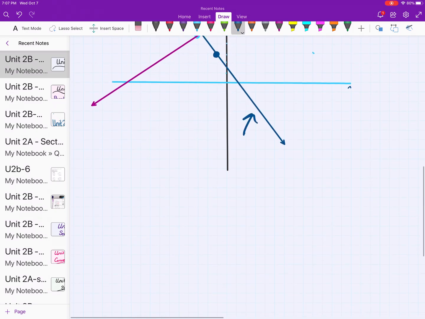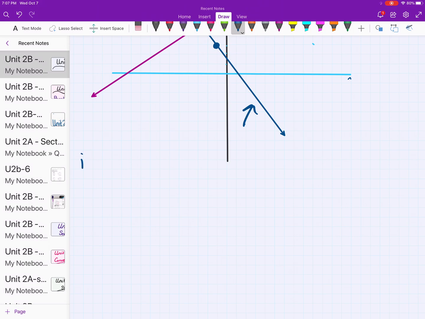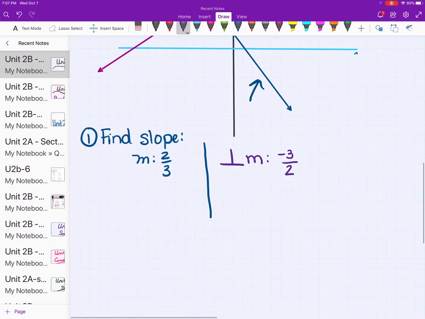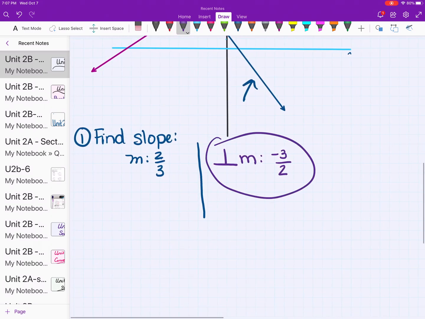Okay? So we're going to do the same thing we did before. Number 1, find your slope. Well, in this case, the slope of the original line was 2/3. But this time we're talking perpendicular slope. So remember now we have to do perpendicular slope. Perpendicular m. This little symbol, this upside down T, means perpendicular. We flip it over and change the sign. So it's -3/2. Okay? First step just like before. So this is the slope we need to use.